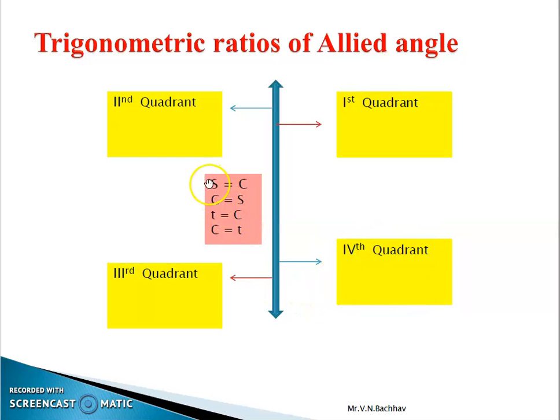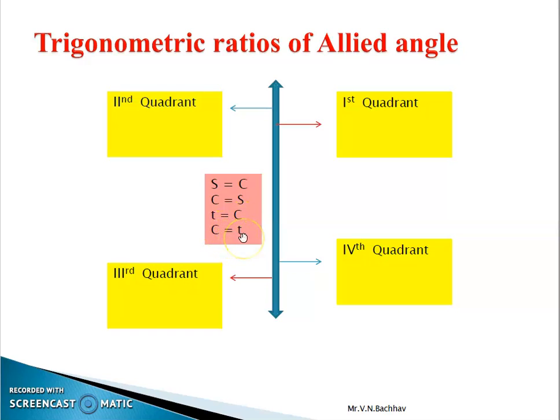Then we use these initial letters of trigonometric ratios. Be careful, friends. Now to see here, sine is replaced by cos, sec is replaced by cosec, cos is replaced by sine, cosec is replaced by sec, tan is replaced by cot, and cot is replaced by tan. Remember and recall this. Repeat again: sine is replaced by cos, cos by sine, sec by cosec, cosec by sec, tan by cot, and cot by tan.